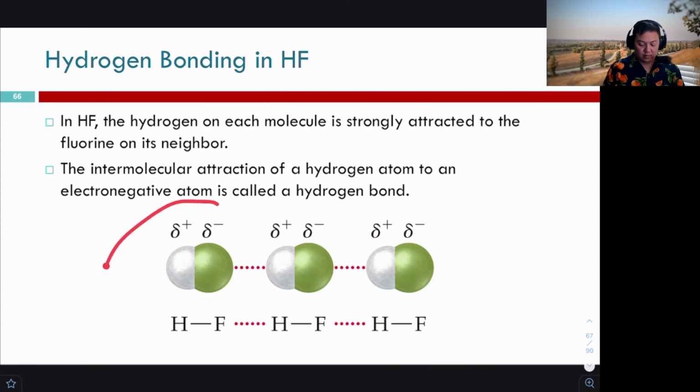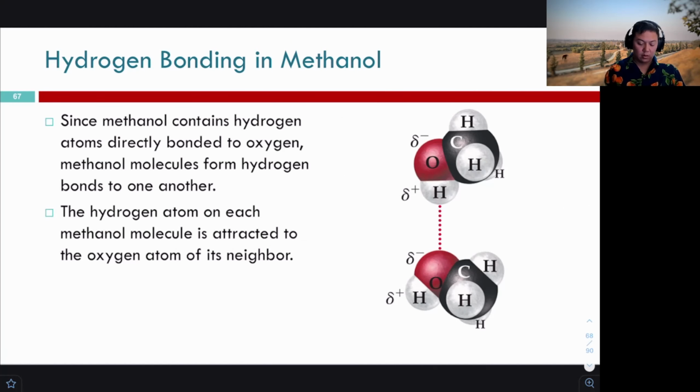So kind of like the example that I drew out earlier, you can get hydrofluoric acid molecules lined up like this. The hydrogen on each molecule is strongly attracted to the fluorine on its neighbor, forming like a conga line. The intermolecular attraction of a hydrogen atom to an electronegative atom, this is what we call the hydrogen bond. So hydrogen bonds can occur between fluorine. They can also occur between hydrogens directly attached to oxygen atoms.